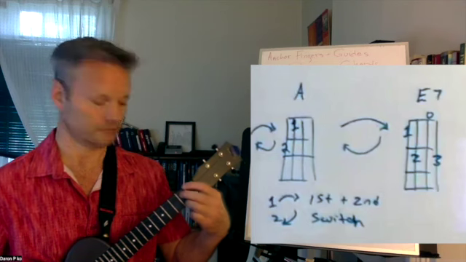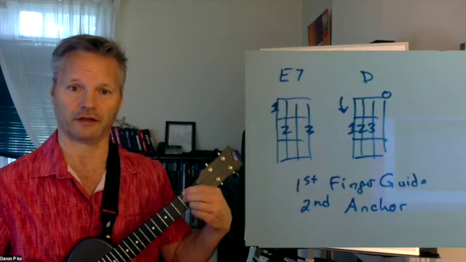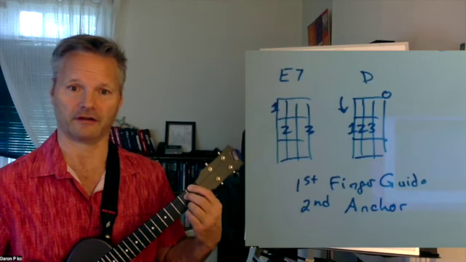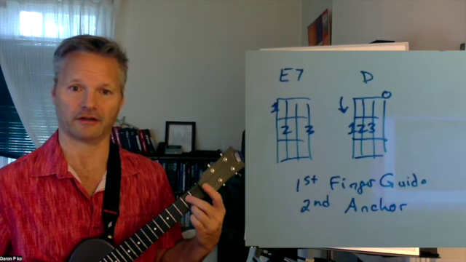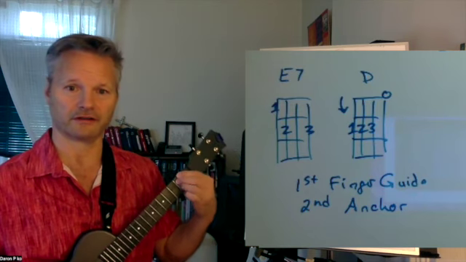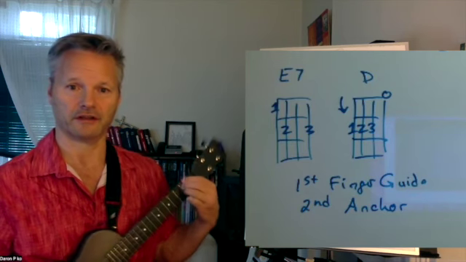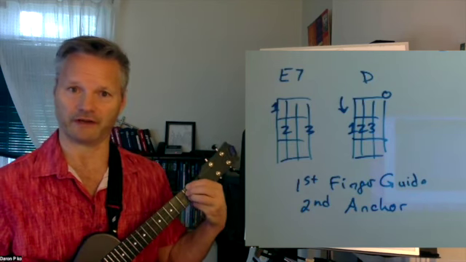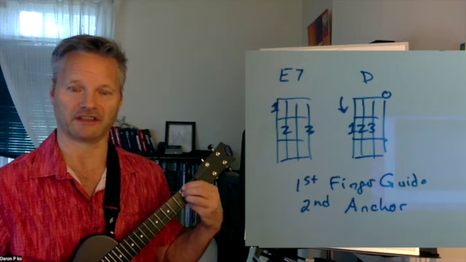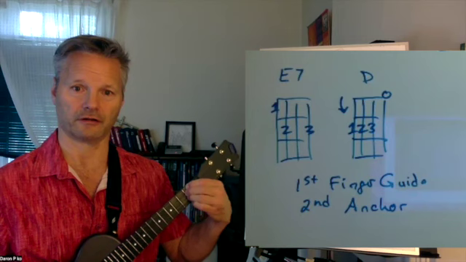E7 into D does have a guide. The pointer will slide up a fret. It has an anchor because the middle finger doesn't move. And then the ring finger slides up onto the second string. So looking at the pictures, which are very different, you may never get the sense that the D and the E7 have so much in common.